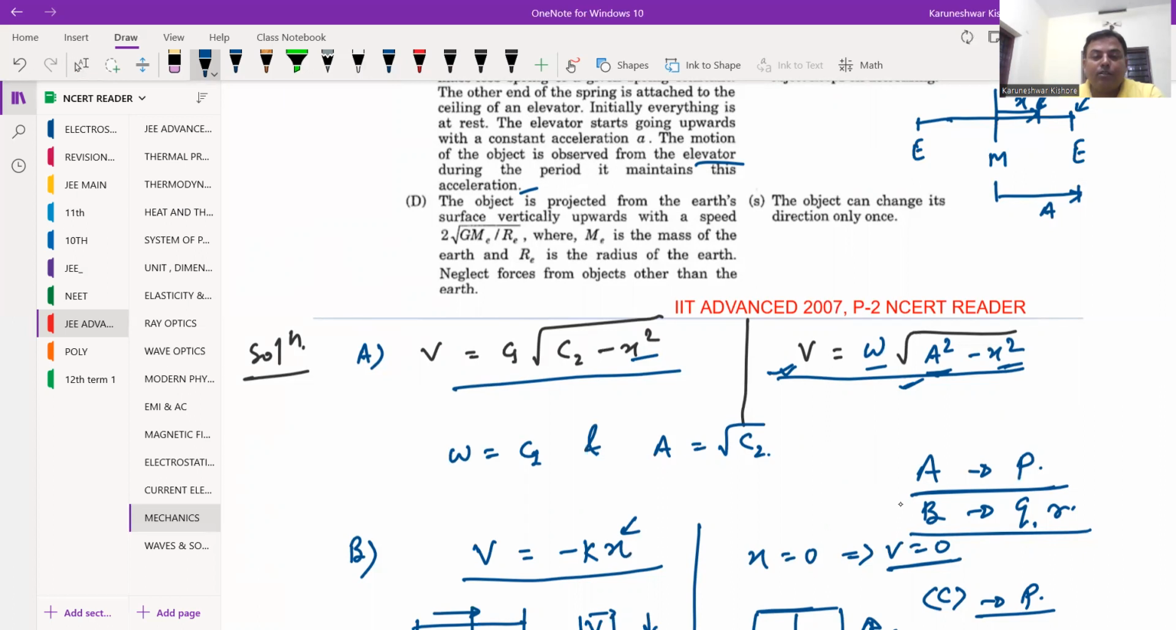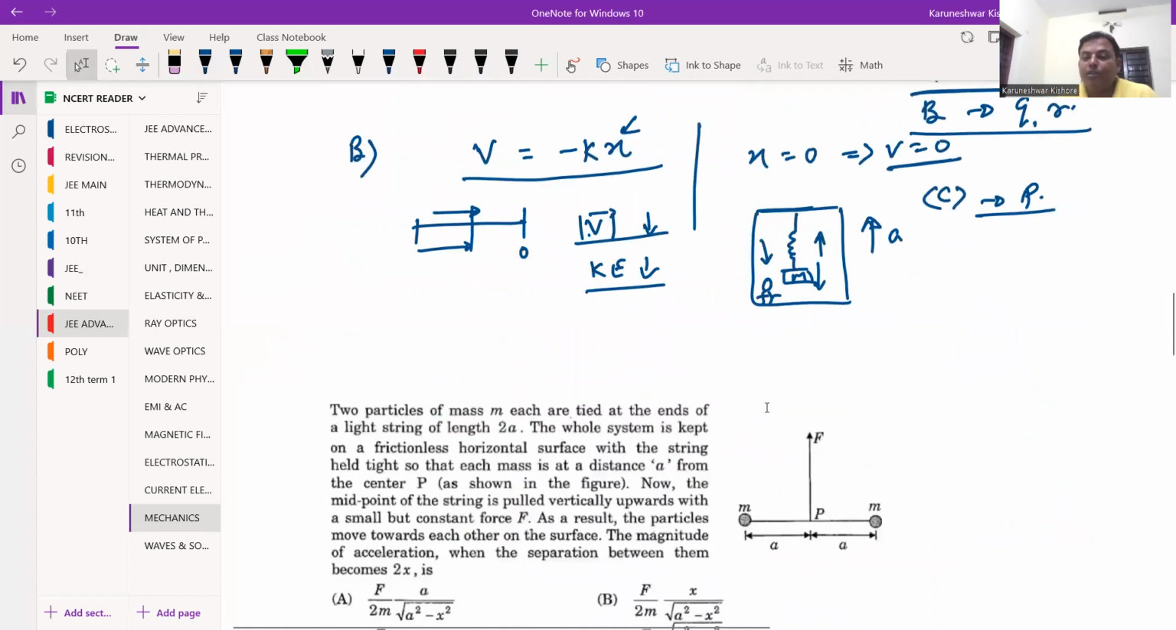And it is asking you to neglect the forces on the object other than the Earth. So other forces we have to neglect over here, no air drag, nothing. We are considering only the force of the Earth on that object, which is getting projected from the Earth's surface, and its speed is given to us as under root 2GMe by Re.